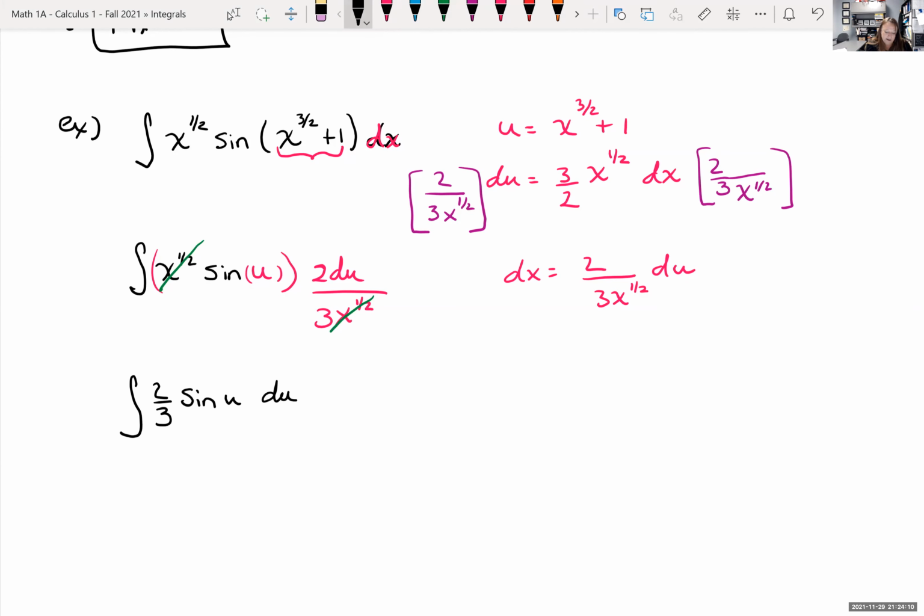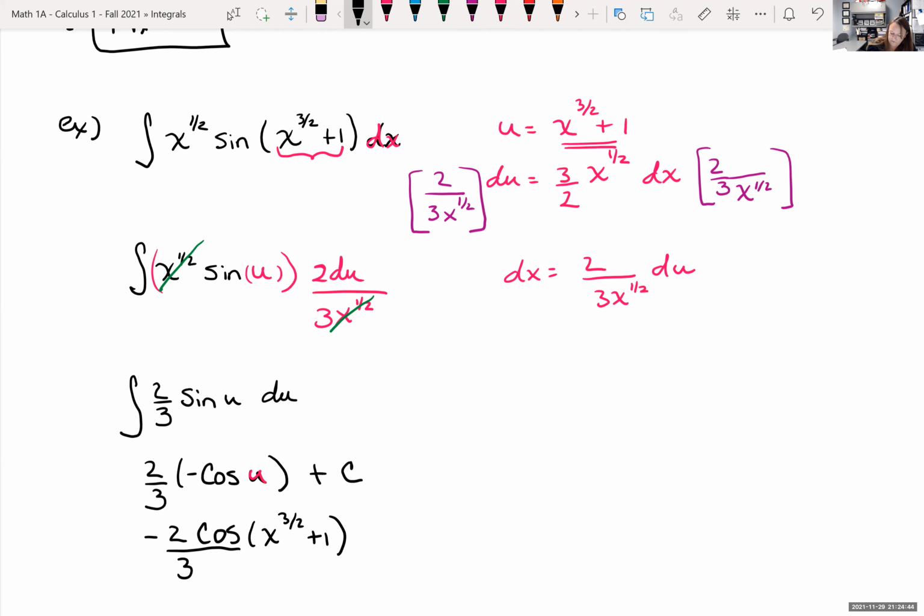So the antiderivative of sine u. So still have my 2/3 there. What can I take the derivative of to get back positive sine? That's going to be negative cosine of u. And then plus our constant c. So we have negative 2 over 3 cosine, but u was this x to the 3/2 plus 1. And then we have our constant, plus c.